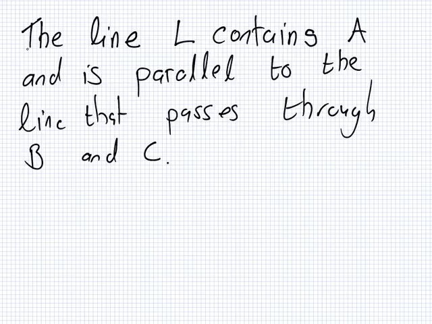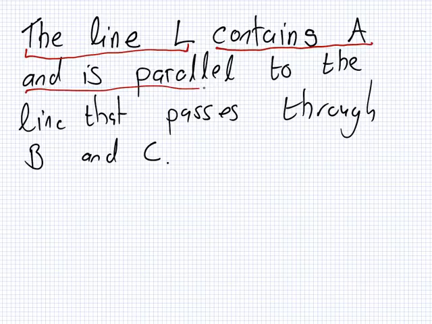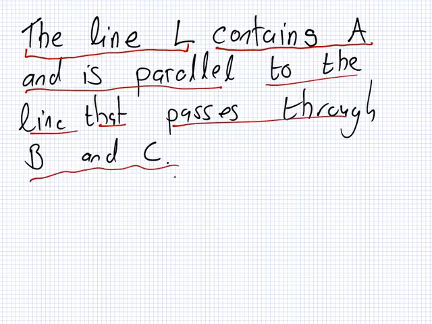I said the line L, what does this mean? Contains A. What does that mean? Contains A. Through A. Yeah, through A. Is on A. And is parallel to the line that passes through B and C. So it's parallel to BC. Right, okay. So I just want you to draw this so I can see if you understand the sentence.